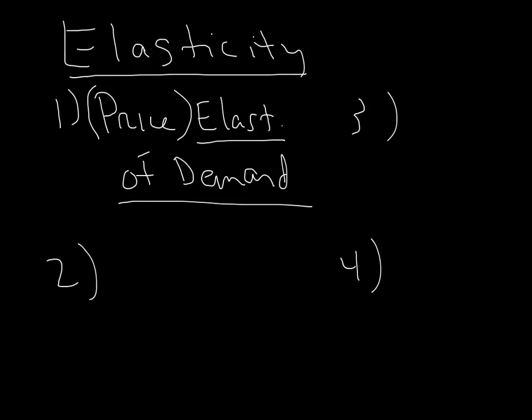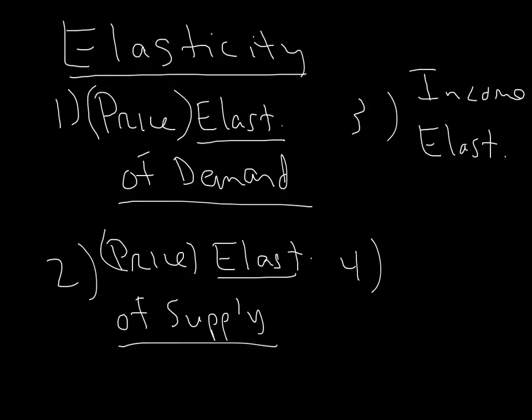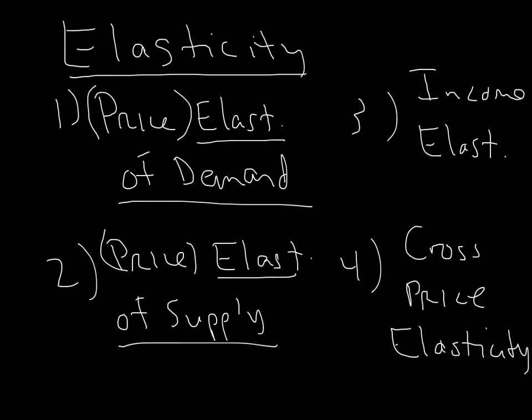The second one, along that same vein, is called the price elasticity of supply. And once again, it's typically referred to as the elasticity of supply. The third one is called income elasticity. And the fourth one is called the cross price elasticity that compares a price change of 2 different goods.